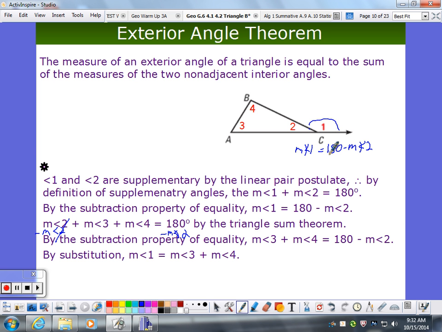Well, 180 minus the measure of angle 2 is also the measure of angle 1. So I can use the transitive property or substitution and say that this thing equals that thing, and that's what we're trying to prove: that the measure of angle 1 is the measure of 3 plus 4. So yeah, it's true.